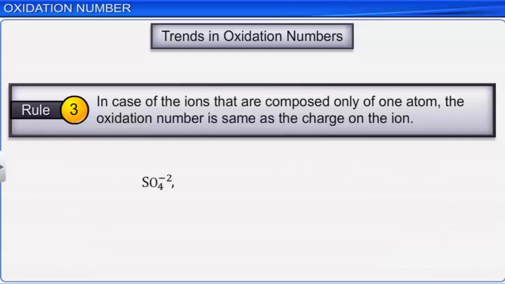However, in complex and polyatomic ions, the algebraic sum of the oxidation numbers of all atoms in the ion is equal to the charge on the ion. For example, in the carbonate ion, the algebraic sum of the oxidation numbers of the 3 oxygen atoms and 1 carbon atom is -2. The oxidation number of carbon is +4, and oxidation number of oxygen is -2. So, 4 plus 3 multiplied by -2, which is 4 minus 6, is equal to -2.